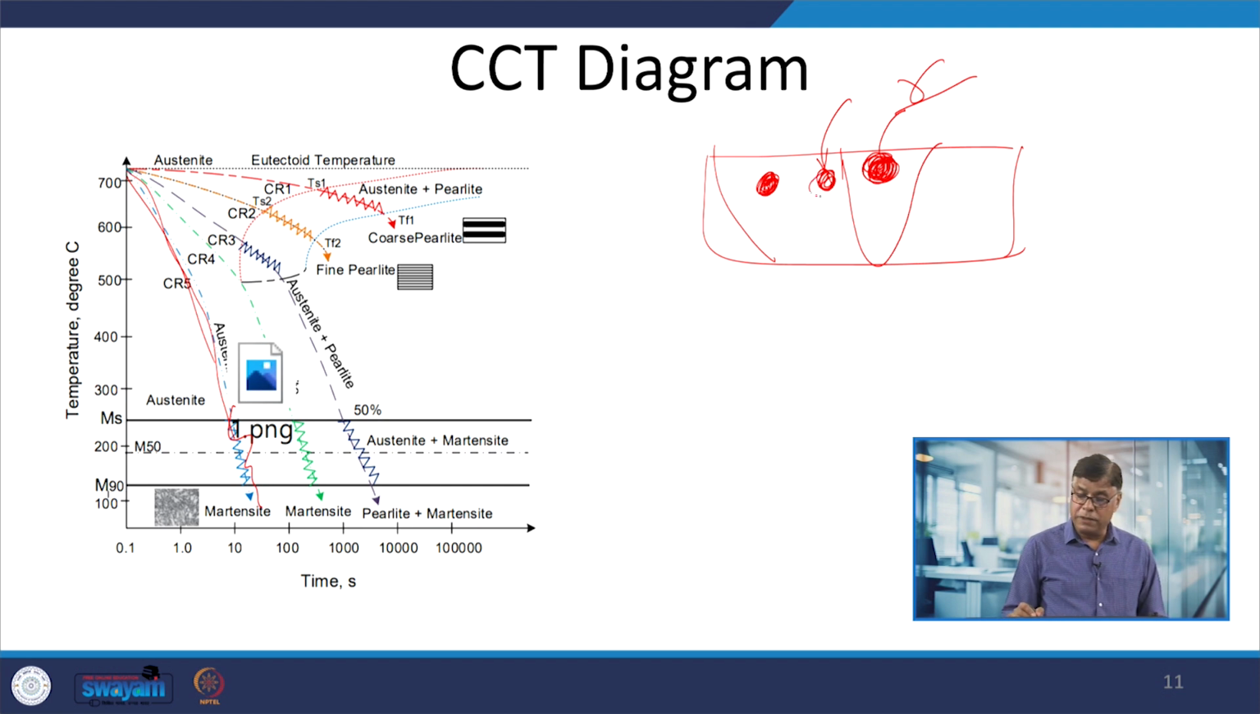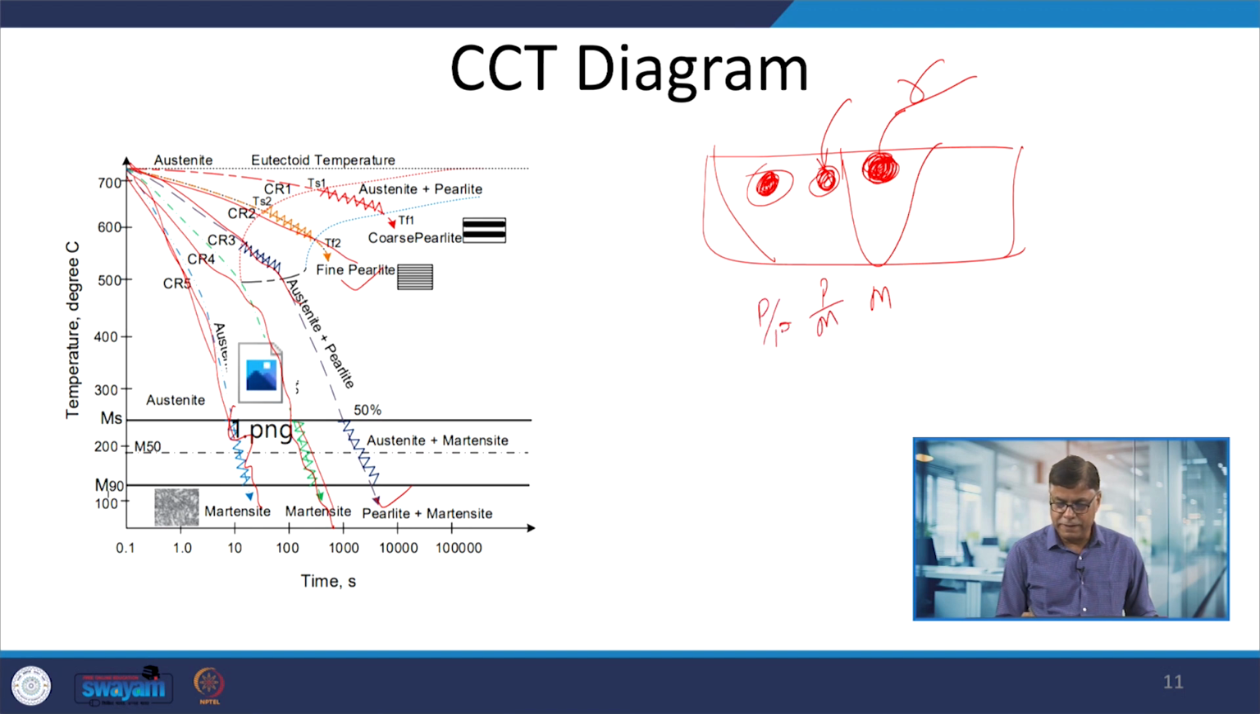The zones next to the fusion boundary will also experience a very high cooling rate, which is good enough for the martensite transformation. But those which are away may experience the intermediate zones as per the cooling rate, and accordingly may form pearlite and martensite or fine pearlite. Since we are going to have a variety of phases, like pearlite plus martensite or pearlite plus ferrite, accordingly the properties are going to change.